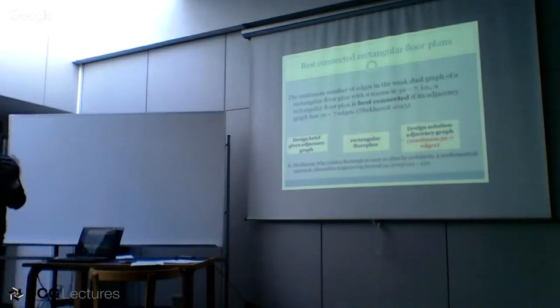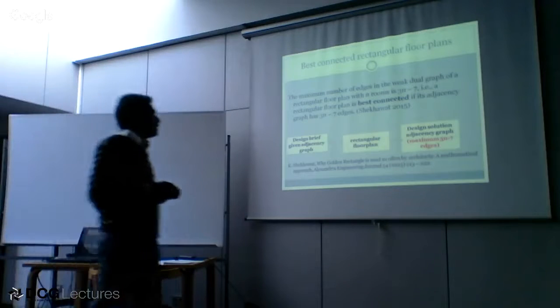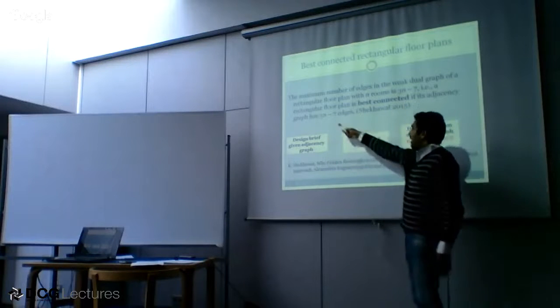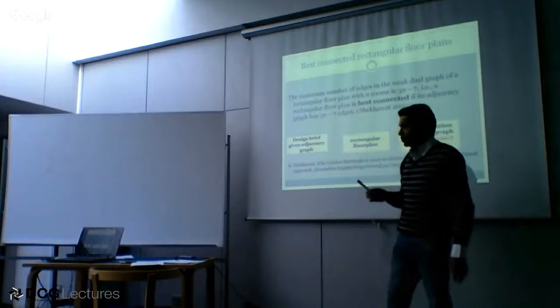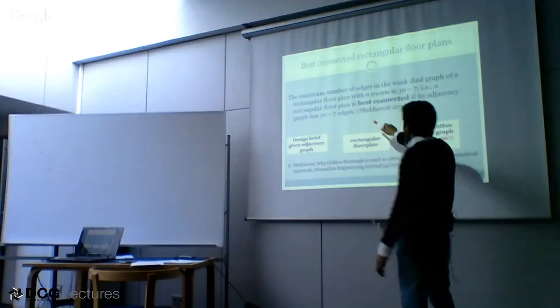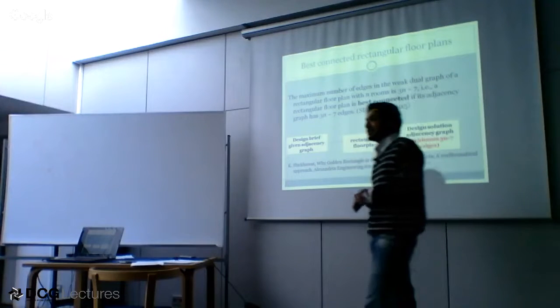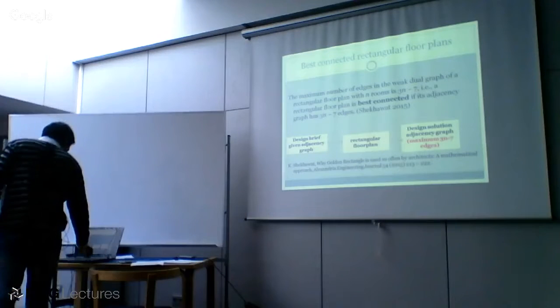If we talk about rectangular floor plans only, then the adjacency graph of a rectangular floor plan can have at most 3n minus 7 edges, where n is the number of rooms. Which means that we can say that a rectangular floor plan is best connected if its adjacency graph has 3n-7 edges.